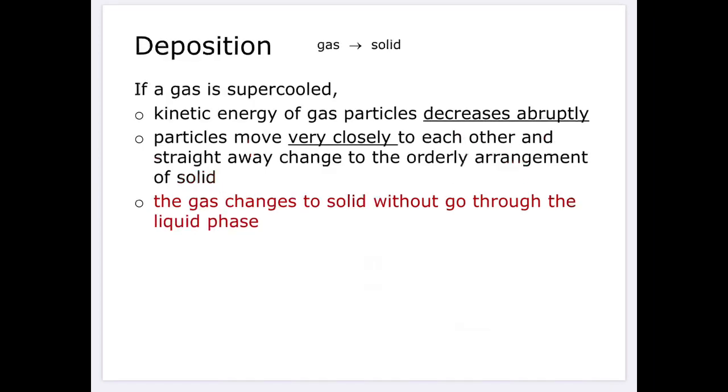The last one is deposition, the process where gas is changed to solid. If a gas is supercooled, kinetic energy of gas particles decreases abruptly. The particles move very closely to each other and straight away change to the orderly arrangement of solid. Thus, the gas changes to solid without going through the liquid phase.